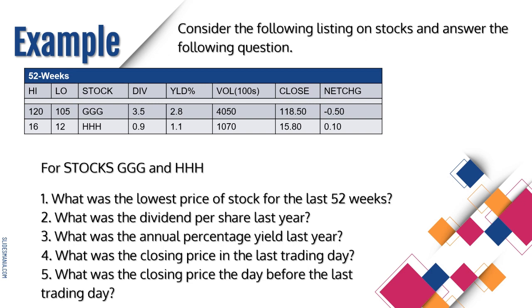For example, consider the following listing of stocks and answer the following. We have two stocks, GGG and HHH. For GGG, the high is 120 and its low is 105. Its dividend is 3.5, its yield percent is 2.8, its volume is 4,050, and its close is 118.50, and the net change is negative 0.50.